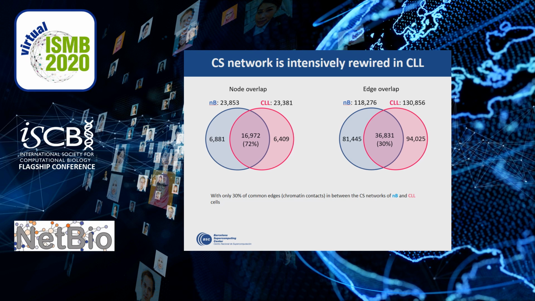As you can see on the Venn diagrams, the two networks globally have the same set of nodes, with more than 70% of shared nodes between the two networks. However, between naive B cells and leukemia cells, there is a strong rewiring, since the two networks only share about 30% of edges.